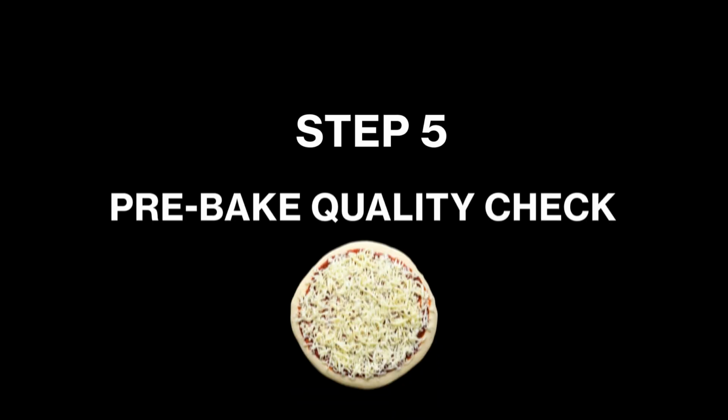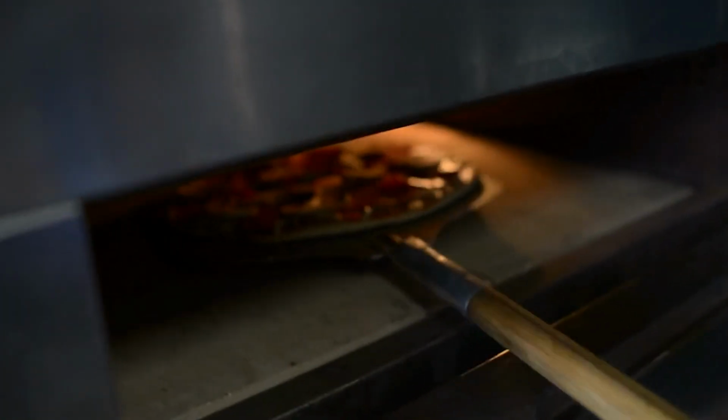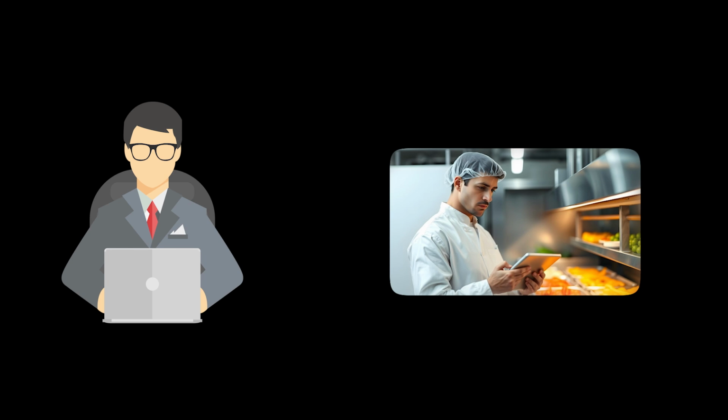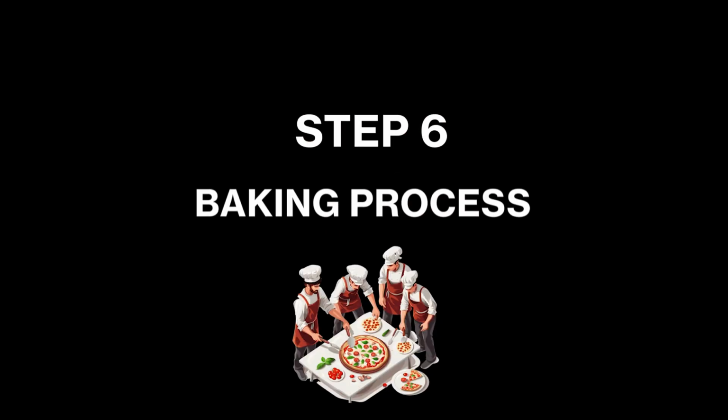Step 5. Pre-bake quality check. Before we toss the pizza into the oven, we'll examine the pizza to make sure that everything is in order and there's nothing on there that isn't supposed to be. We could have a supervisor or a dedicated team member conduct a quick check for the spread and fullness of the pizza. Step 6. Baking process.